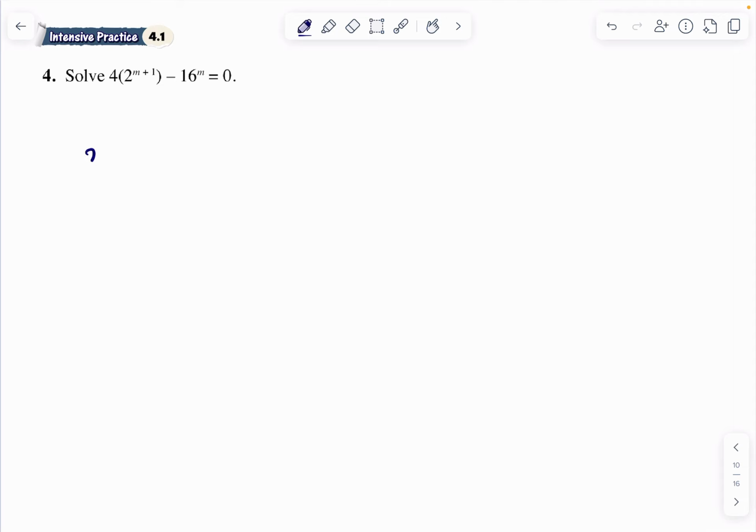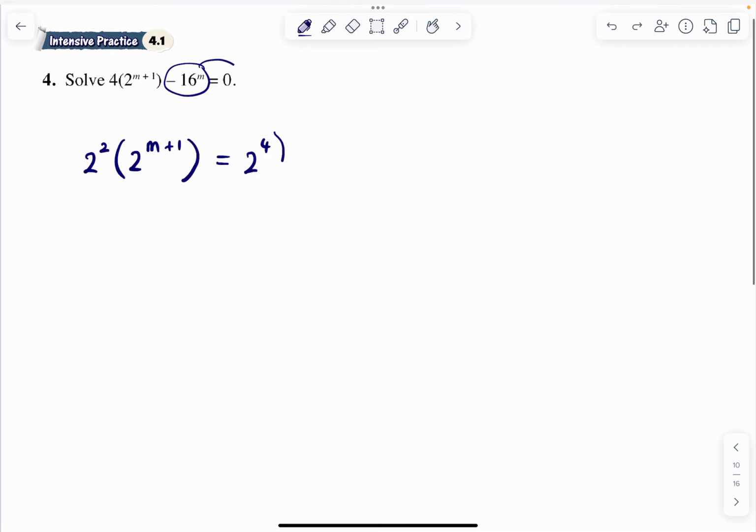So 4 is 2 square, 2m plus 1. Then this one, negative 16, we can bring over that side. We can say equals to 16 power m. And 16 is 2 power 4 lah. Okay, so we can say 2 power 4m.